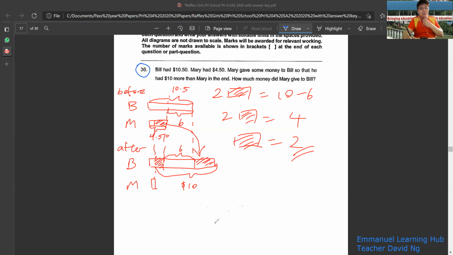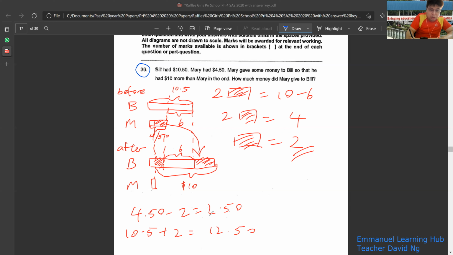Okay. 450 minus $2 is 250. Okay. 1050 plus $2 is 1250. So the difference is $10. This is how you check in exam. Understand? This is how you check.